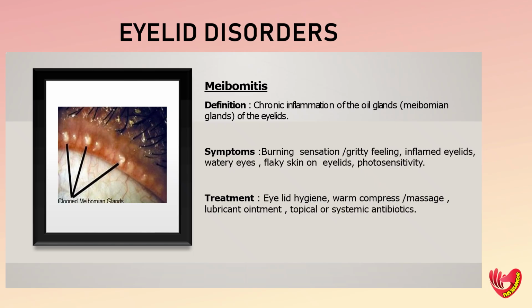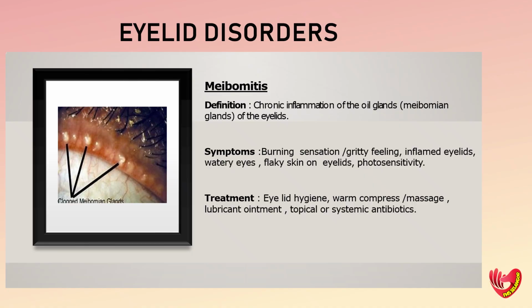Next, we will move on to the eye disorders. We will start with common eyelid disorders. Meibomitis is a chronic inflammation of the meibomian glands, which are the oil-producing glands located in our eyelids. These glands play a crucial role in maintaining a healthy tear film and preventing dryness in the eyes.